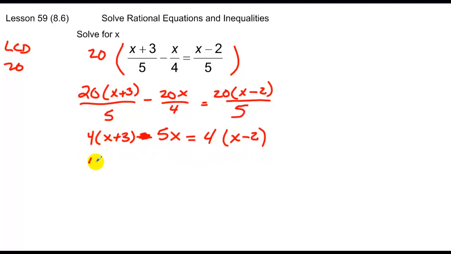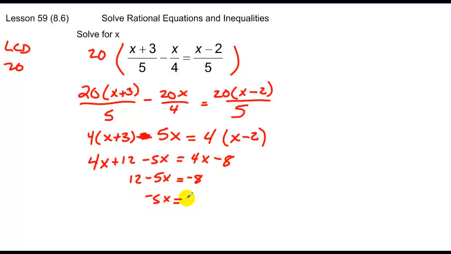We multiply through, so I have 4x plus 12 minus 5x equals 4x minus 8. The 4x's are going to reduce out, so I have 12 minus 5x equals negative 8. Bring the 12 over. Negative 5x equals negative 20, and x equals 4. Problem done.